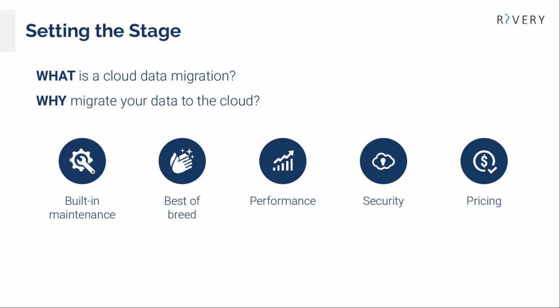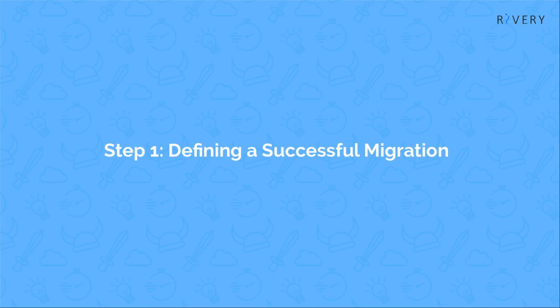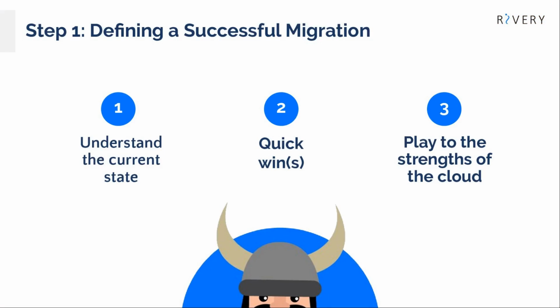All right, so now that we have defined what a cloud data migration is and why we would want to migrate, we want to ask, how can we ensure that our migration is successful? So the first step of our 4 steps to a successful migration is define what that success means.